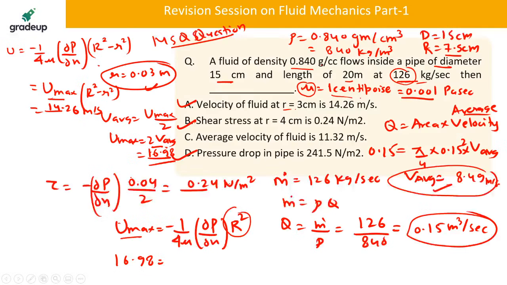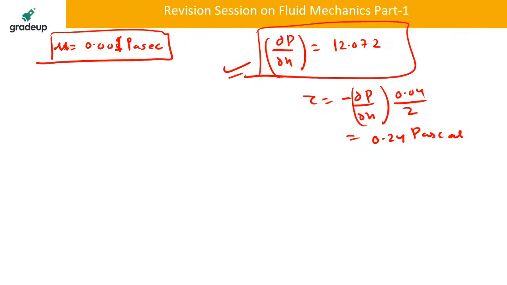Okay. Now the last one is pressure drop. Average velocity is not correct. So pressure drop is equal to, how can you find the pressure drop? Pressure drop is equal to 32 mu into V average into L by D square. Because everything is given, average velocity you already found, everything is given. You can simply find the pressure drop from here. The pressure drop will be equal to 241.5 Newton per meter square.